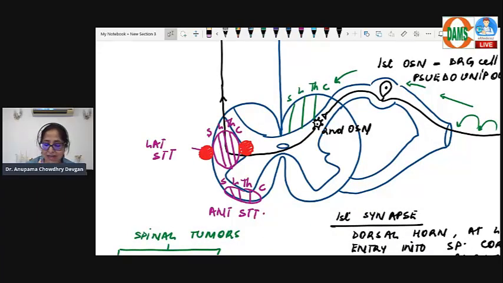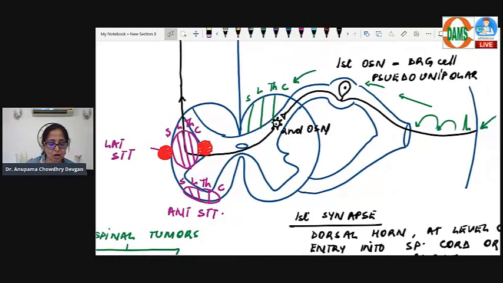Same side, beta, same side. Crossing is done by the second order after synapsing. Okay? All right.